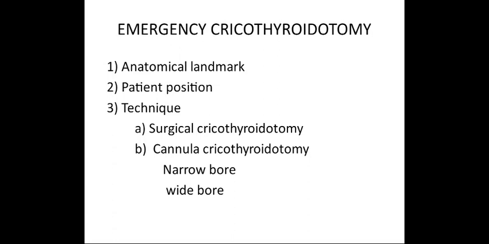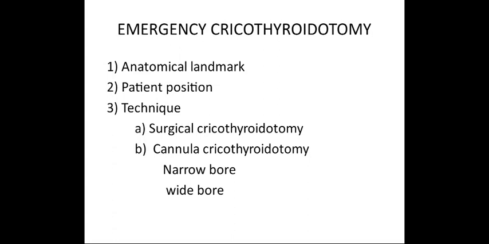Now we will see the techniques. There are two techniques, surgical cricothyrotomy and cannula cricothyrotomy. The surgical cricothyrotomy means incision through the cricothyroid membrane and insertion of a tracheostomy tube. A scalpel with number 10 blade is required. Also a gum elastic bougie with angled tip and a cuffed endotracheal tube of size 6 mm are required. During the procedure, nasal oxygen at a rate of 15 liters per minute should be given.